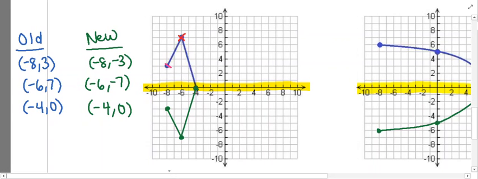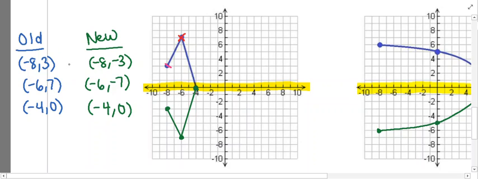Okay, if you examine the old points versus the new points, look at what happens. So let's start with the graph on the left, the triangular graph. If you go from -8, 3 to -8, -3, notice your x coordinate does not change, but the y value changed sign. And you will see that same idea happening with the rest of the points.